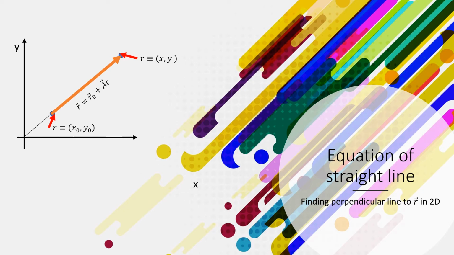Hi everyone. So now we are in the equation of a straight line and we want to find the line perpendicular to a given vector in a 2D plane. Let's say we have the vector r equals r0 plus at. Then what we want to do is to find a vector that is perpendicular to this vector, and we shall write this as the vector n. So let's see how we do this.